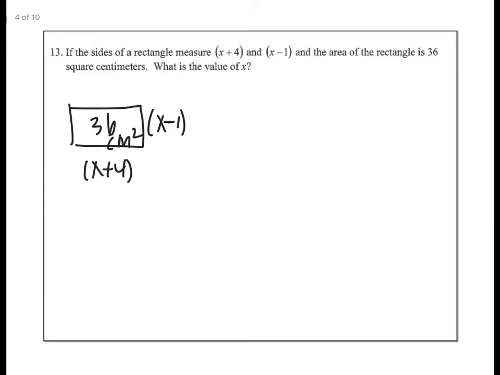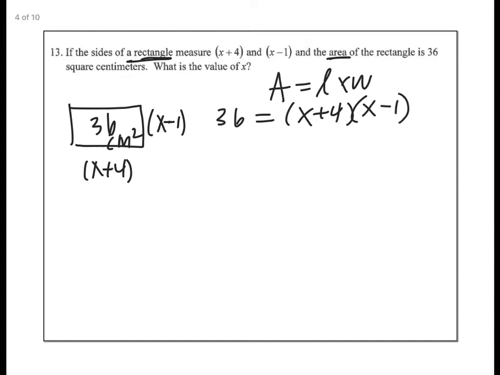So first of all, a couple of key things. We have a rectangle and we know its area. I'm going to assume that I may need to incorporate the equation for area of a rectangle, which would just be length times width. So if I plug in what I know, I have 36 is my area is equal to my length times my width, so x plus 4 times x minus 1.